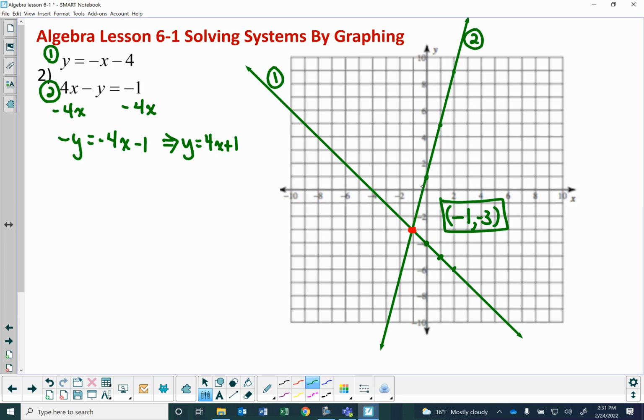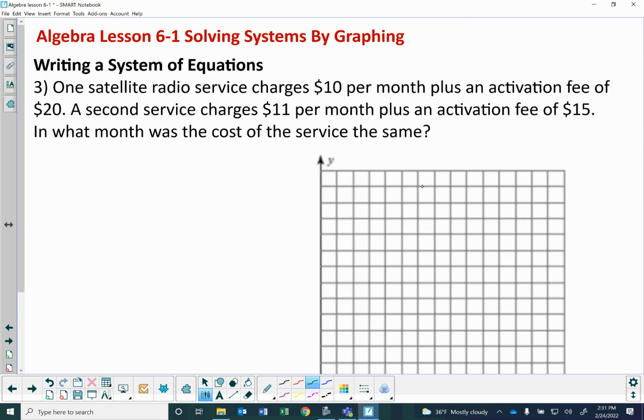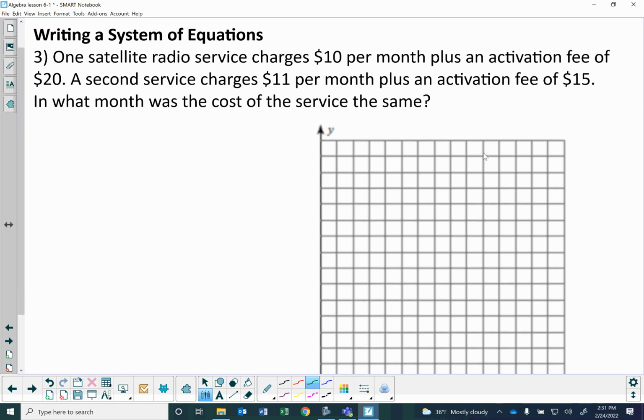All right, now sometimes we're given the equation, like in problems 1 and 2. Sometimes you're given a word problem and you have to write the equations. So it's really important to pay attention to how you're going to write your equations and how you're going to graph your equations. So let's take a look at this problem, writing a system of equations. One satellite radio service charges $10 per month plus an activation fee of $20. A second service charges $11 per month plus an activation fee of $15. In what month was the cost of the service the same?